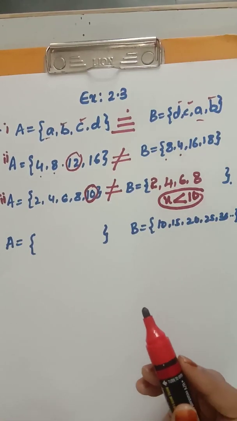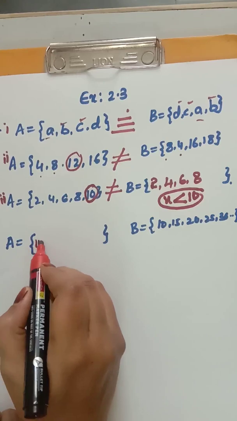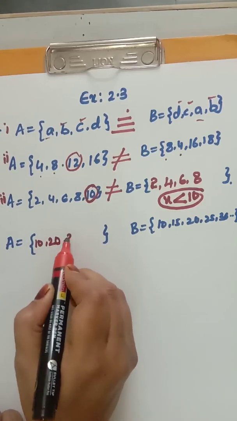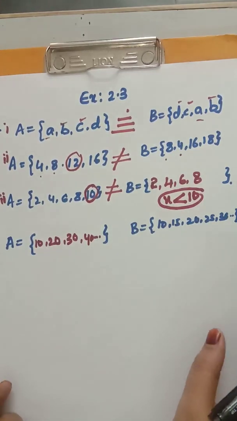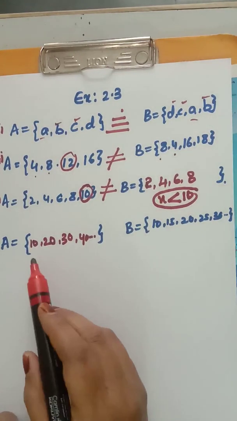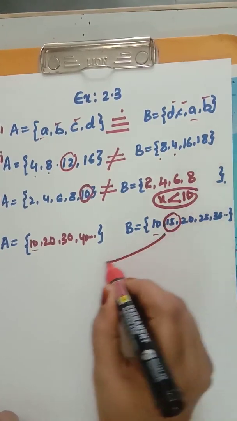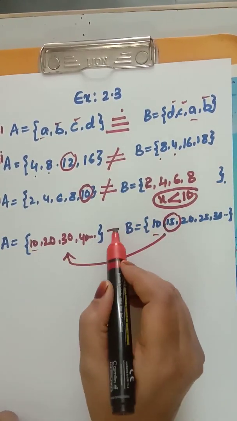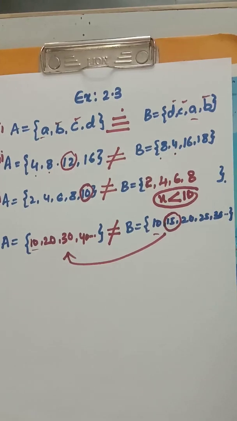Now the next one, x such that x is a multiple of 10. What are multiples of 10? 10, 20, 30, 40, and so on. Now what do you notice in both sets A and B? We notice that 10 is there in both sets, but 15 is not there in set A. That means this is also not an equal set. So the equal and not equal concept I have completed. Two sets having the same elements are said to be equal sets.